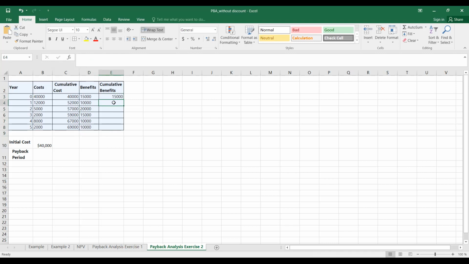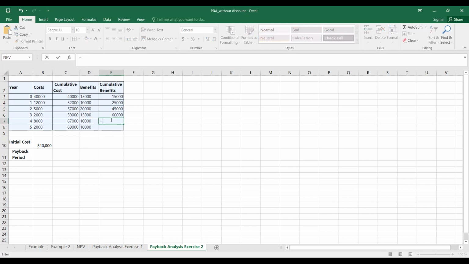So we have that. After that, the cumulative benefits for year 1 is going to be the total benefits for year 0 plus the benefit for year 1. That's $25,000. Next up, we're trying to find out the cumulative benefits, not cost, sorry, the benefits for year 2. It will be the total benefits of year 1 plus the benefit of year 2, which gives us a total of $45,000. Next up, to find the cumulative benefits for year 3, you have $45,000 plus $15,000 is your benefit for year 3, which is $60,000.